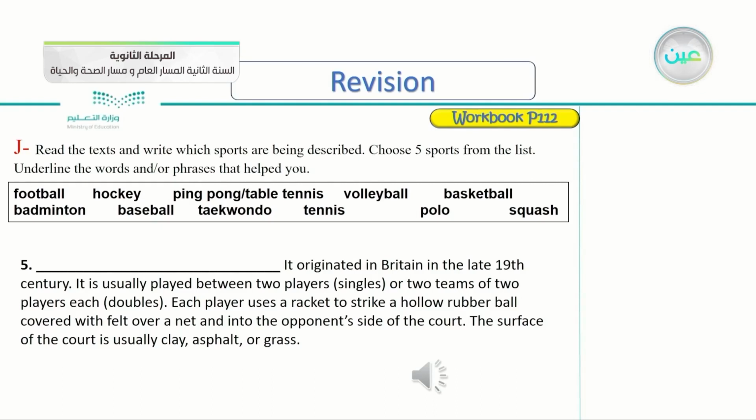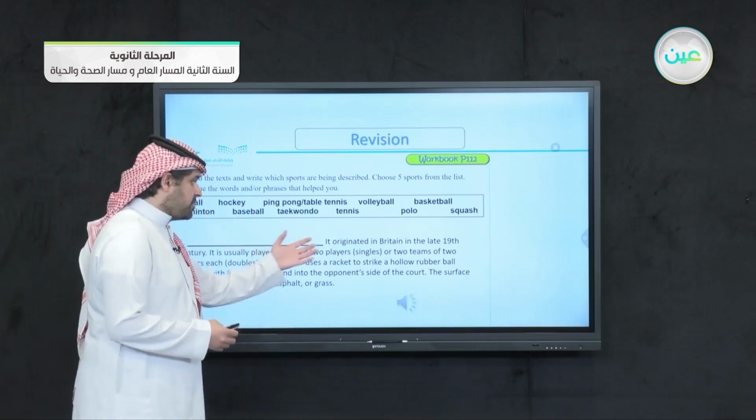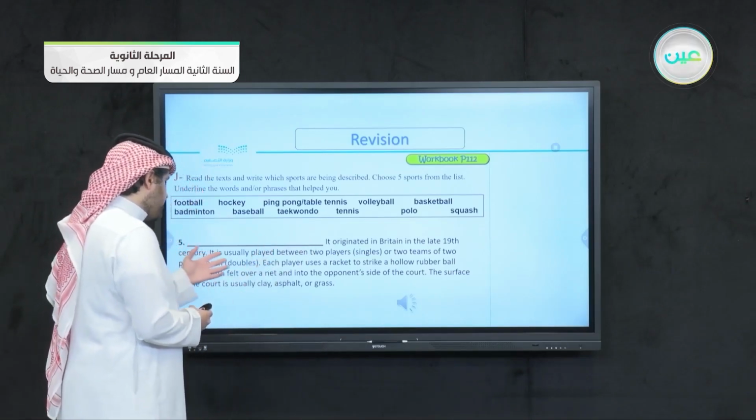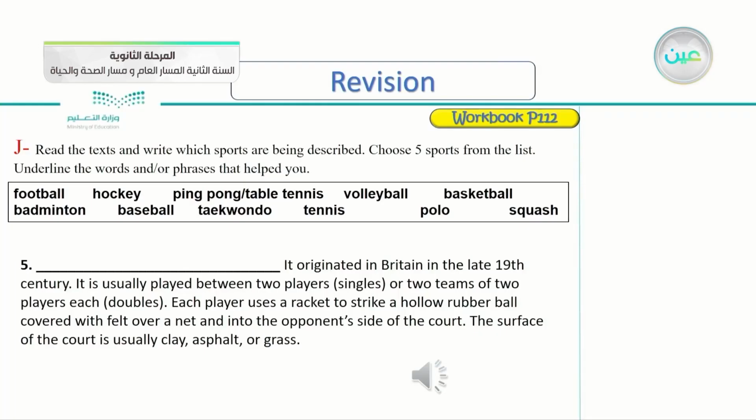So this also has a ball, a racket, and a net. It originated in Britain in the late 19th century. It is usually played between 2 players, singles, or 2 teams of 2, which is called doubles. Each player uses a racket to strike a hollow rubber ball covered with felt over a net and into the opponent's side of the court. The surface of the court is not the same. Sometimes it's clay, sometimes it's asphalt or grass. So I think this is an easy one here. So the answer is tennis, because tennis, just like ping pong, you can play 1 against 1 or 2 against 2. We call them singles or doubles.